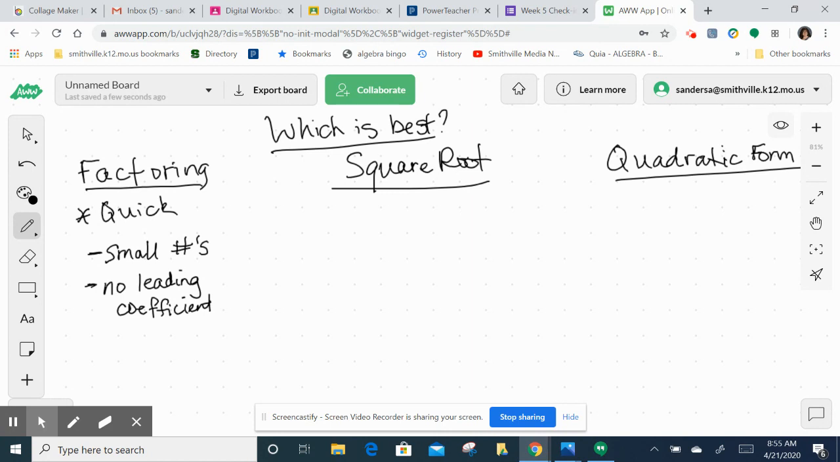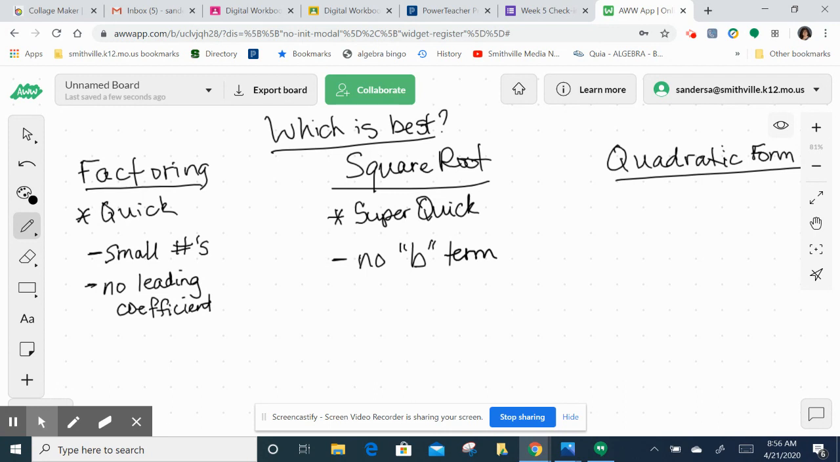All right, moving on to the square root method. The pro to the square root method is it is super quick. But the con is it can only be used sometimes. It can only be used if the quadratic has no b term. Remember, it just has to have the ax squared and the plus or minus c. We can't have that b term if we're going to use the square root method.